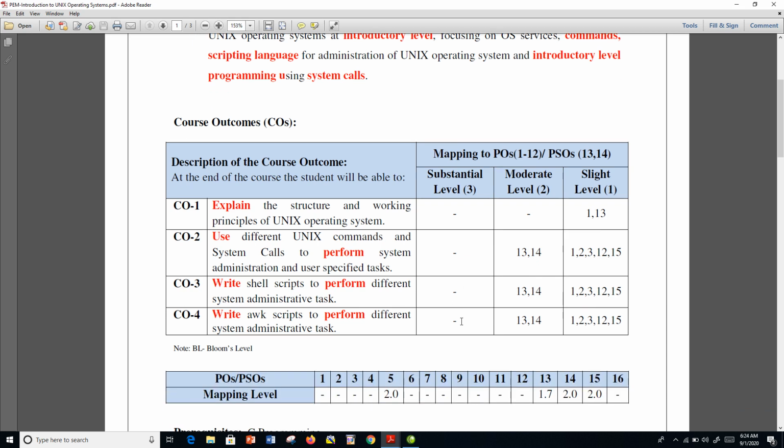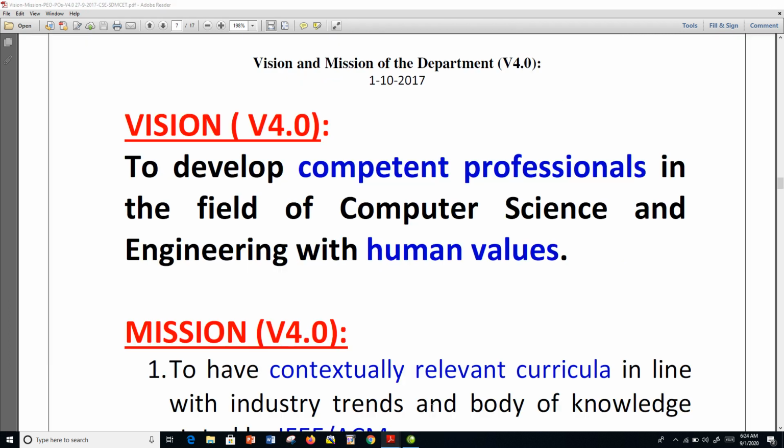Now before we get into the content of the course, let's look at some important aspects. You are expected to know about the vision and mission of the department. The department focuses on 2 aspects: one is competent professionals and the other is human values. In order to make you competent professionals, as I told you, we focus on practice-based learning. So there will be an assignment in every course, please do it.